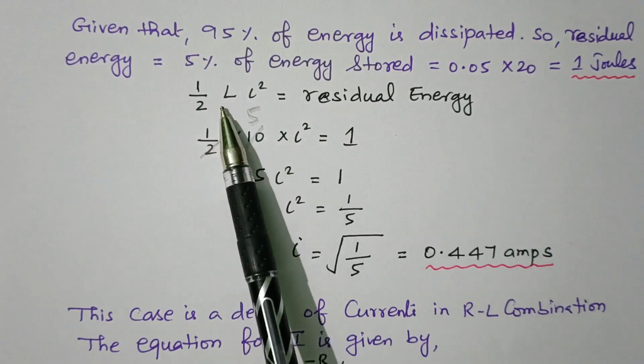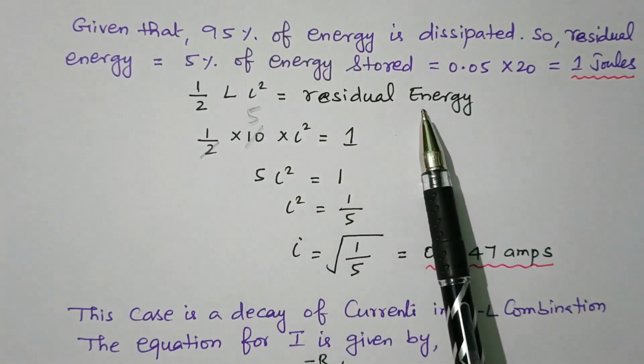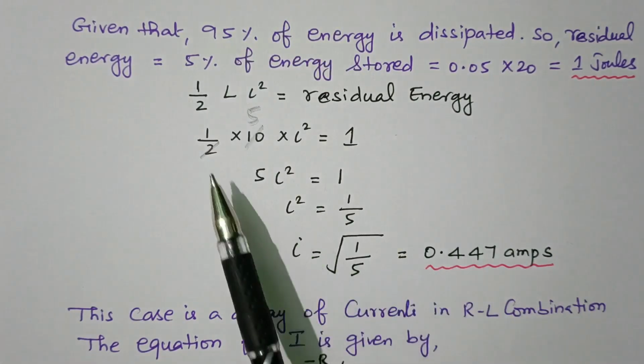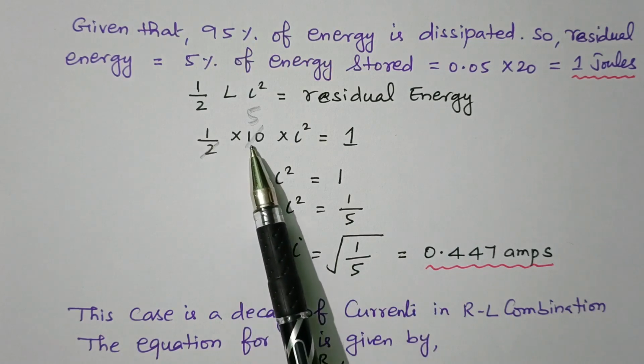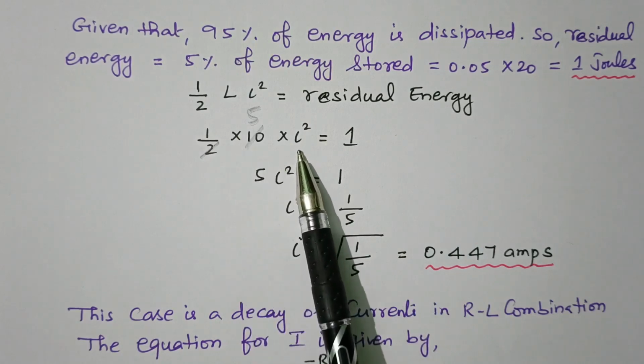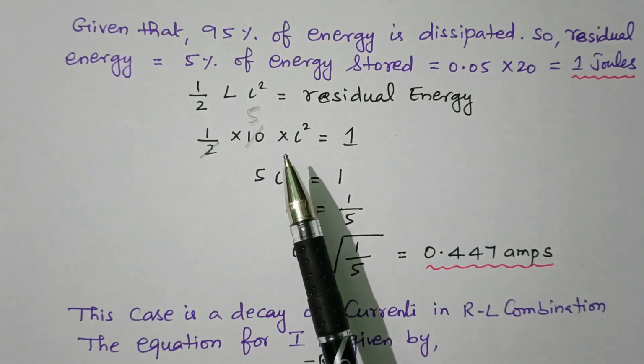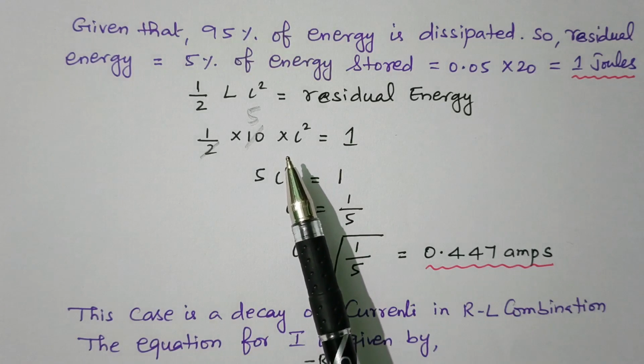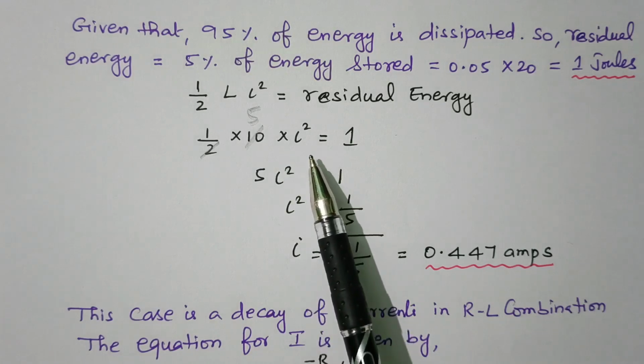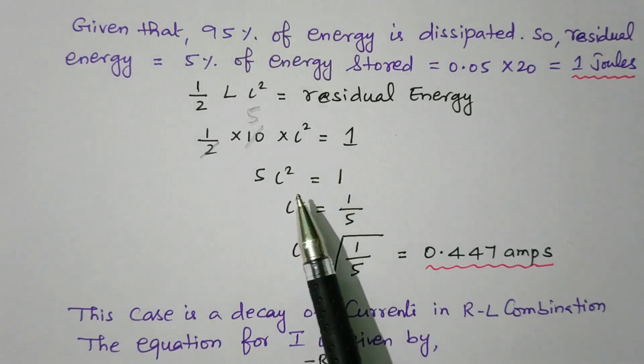So half L i square equals the residual energy. From that we can find the current value. Half into the L value, which is 10, and I is not available, I we need to find. Right? That is the question. The question asks for the time taken. So first we are calculating the current.